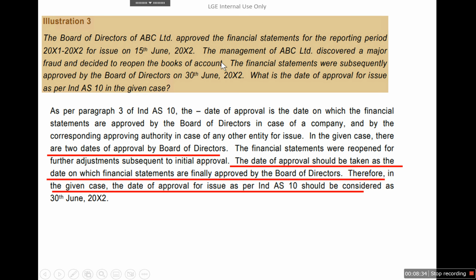So here the board of directors decided to reopen the books and final approval was granted on 30th June. Hence 30th June will be considered as the date for issuance of the books, the date of approval for issue as per Ind AS 10. So it is 30th June only.